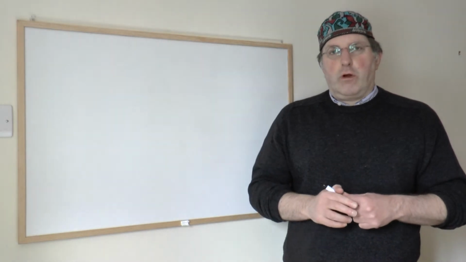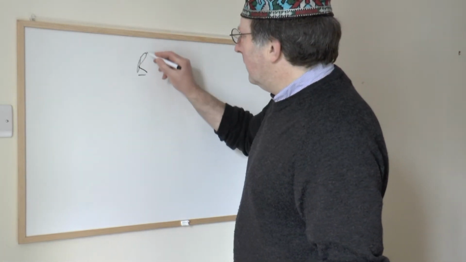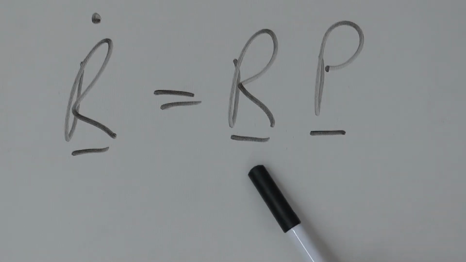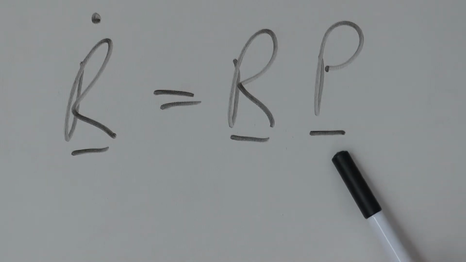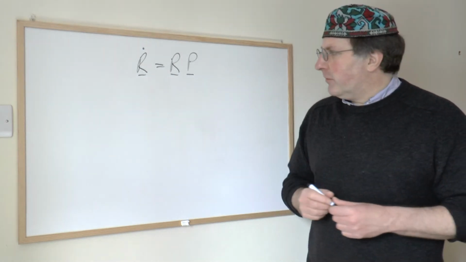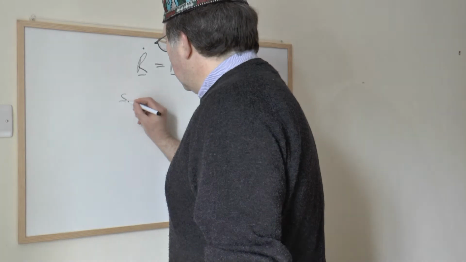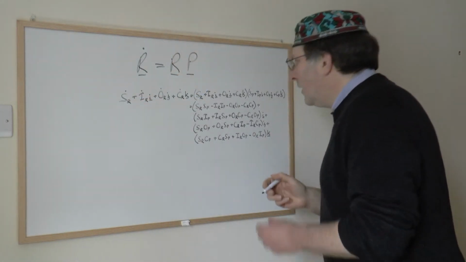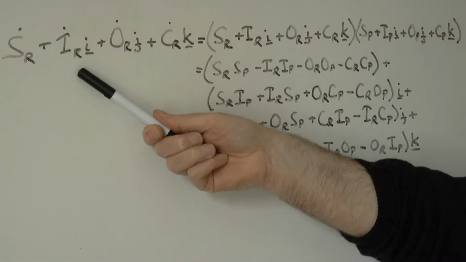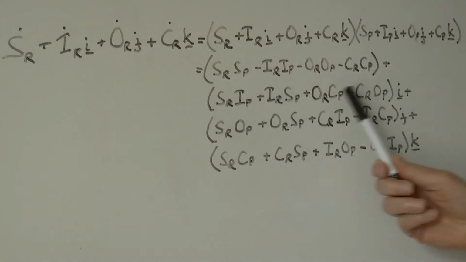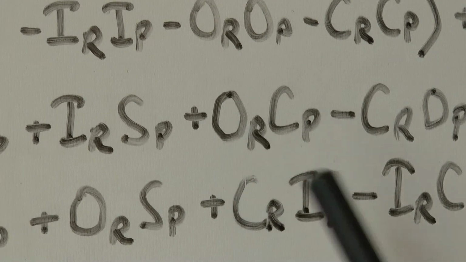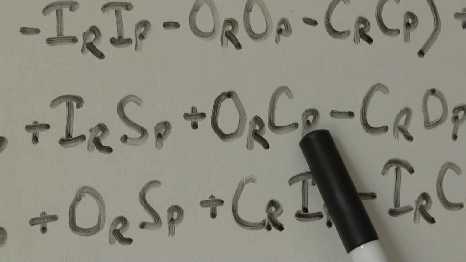Now, one of the proposed historical equations is r dot equals rp, where r is the real state of a society and p the perceived state. If we write r and p in their full quaternion forms and multiply out, we get this, where, say, iR dot, the rate of change of real political integration, is equal to this expression on the other side. One of the terms here is oR, real organisation, times cP, perceived cohesion.